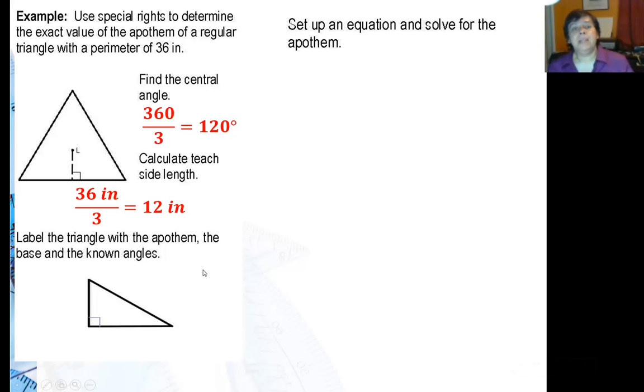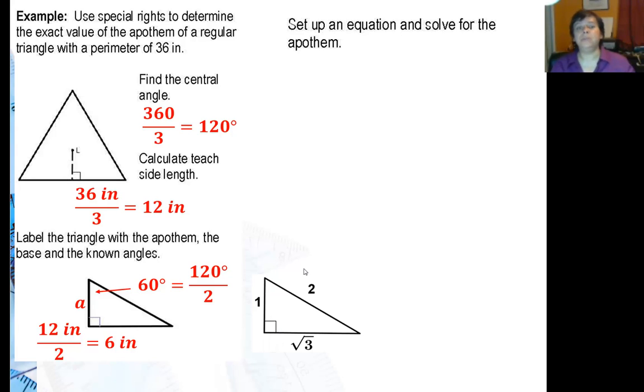All right, now I'm going to label the triangle with the apothem, the base, and the known angles. So there it is, the apothem. I know that this angle, well, it's not going to be the 120 degrees. It's going to be 120 divided by 2, or 60 degrees. And finally, the side there is not the whole 12 inches. It's half of the 12 inches, so it's 6 inches.